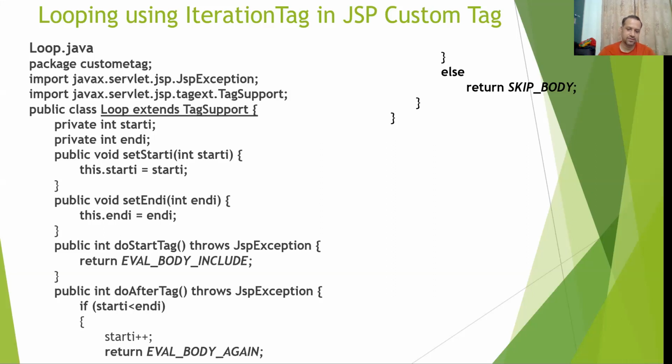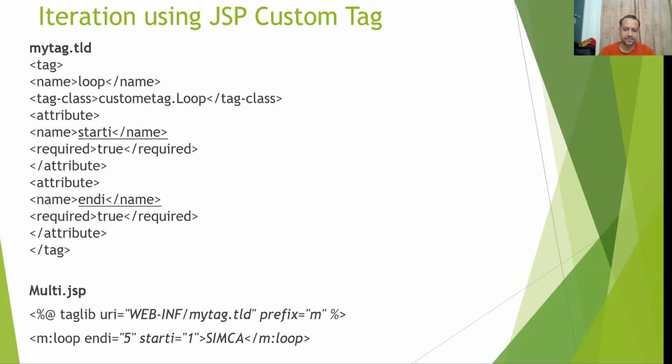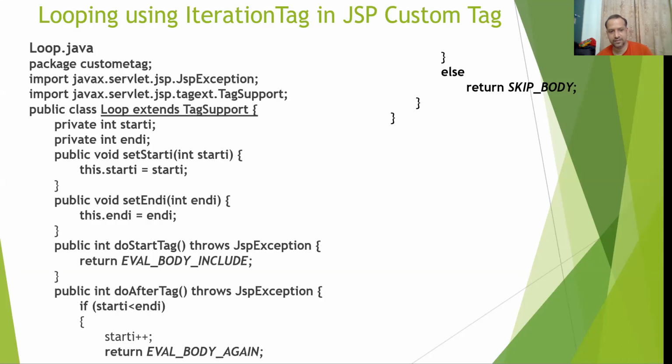Now if start plus plus, then return EVAL_BODY_AGAIN is going to be processed. I have mentioned one condition, start i is less than end i. Suppose I have mentioned end i is 3 and start i is 0. Whenever 0 is going to be increased, 0 is checked with end i, 0 is less than 3, it is right, then start is going to be plus plus and it is going to return EVAL_BODY_AGAIN, which means the body part is going to be evaluated again.